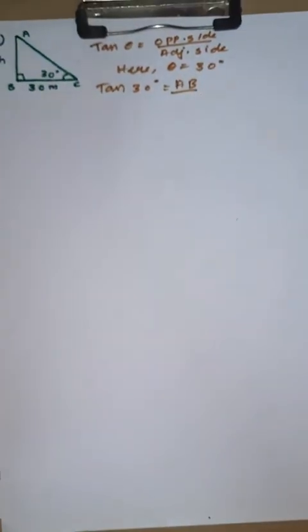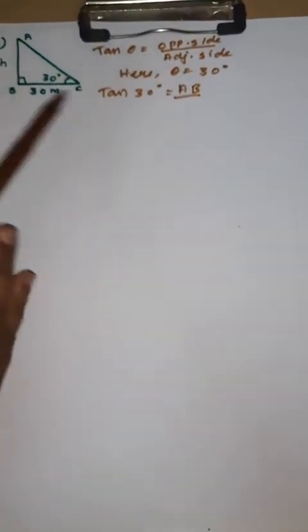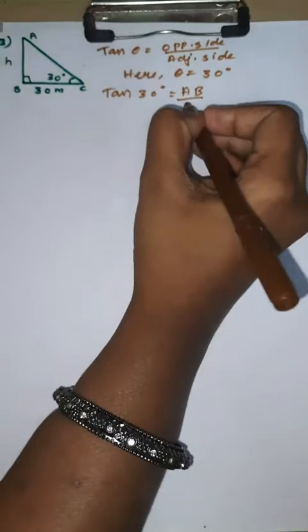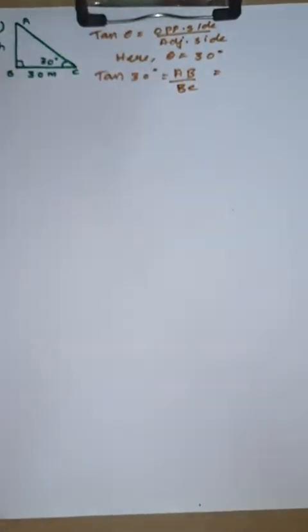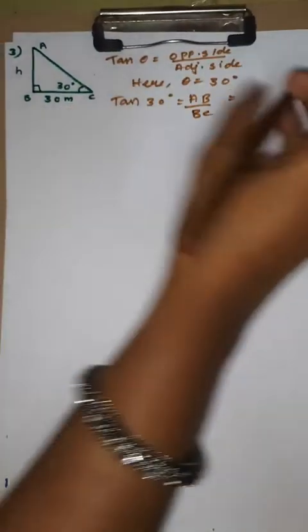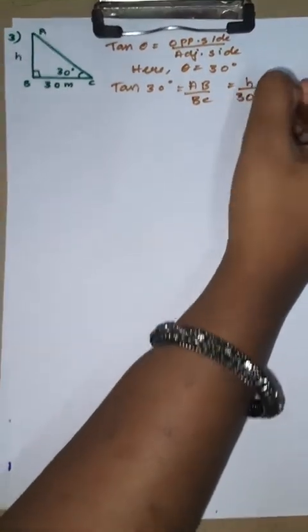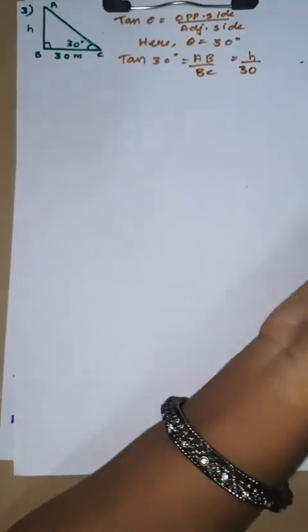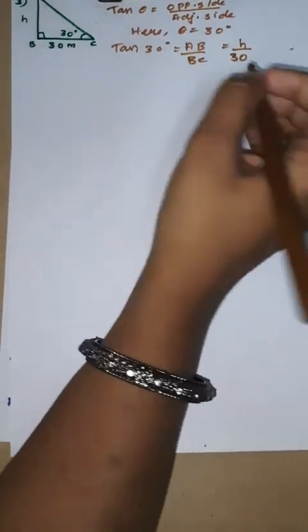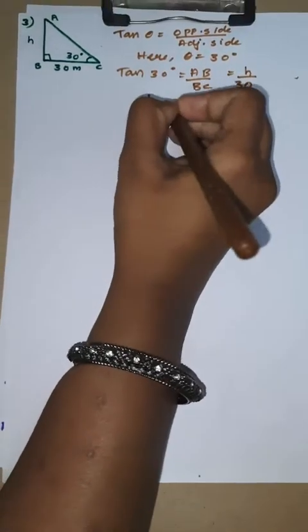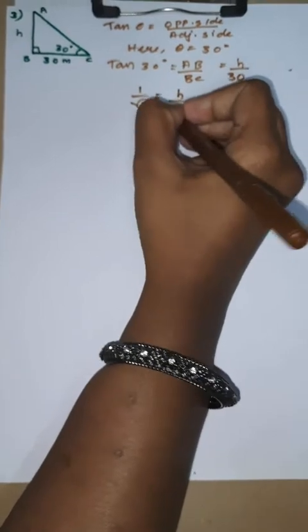AB by, what is the adjacent side? Again do the same, try to exercise your brain. The adjacent side is BC from the figure. So AB is the height of the tower which has to be found. So let me put it as H, and BC is given as 30 meters from the question. And from the trigonometric table, you know that tan 30 values to 1 by root 3. So 1 by root 3 is equal to H by 30.